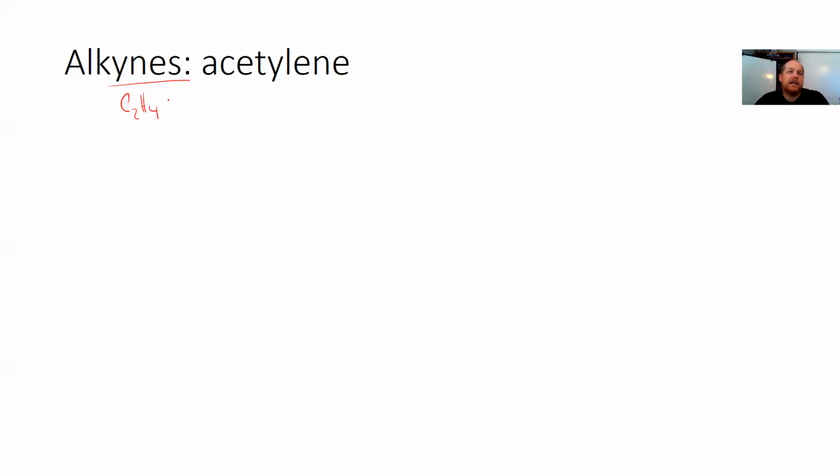C2H2, which has a common name called acetylene. Okay, the IUPAC name would be ethyne. So basically, if you have the Lewis structure for this, right, it's going to be H bonded to C with a triple bond to another carbon with a hydrogen there.